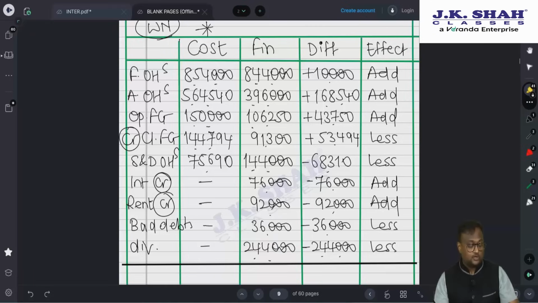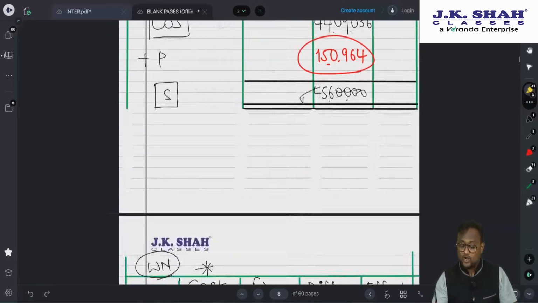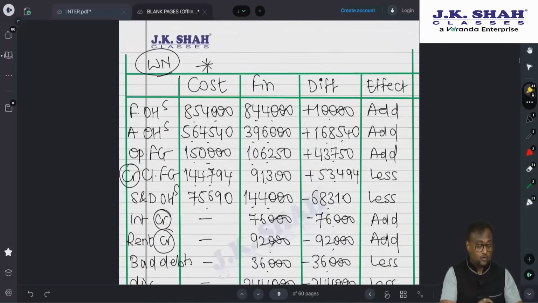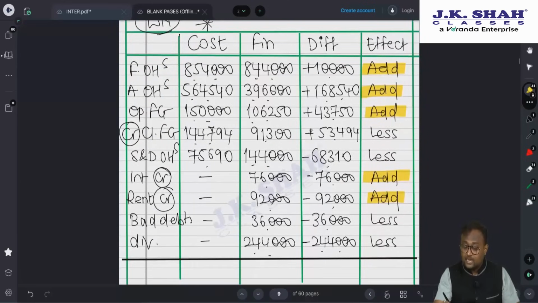Now just verify your answer on Calci. Your starting point was cost records 150,964. Now wherever you have written add, only those items are to be added. Please do not go by signs, because see here, you have marked it as plus, but you have subtracted it. Don't go by signs, go by words. Signs are deceptive. So add all add items on Calci.